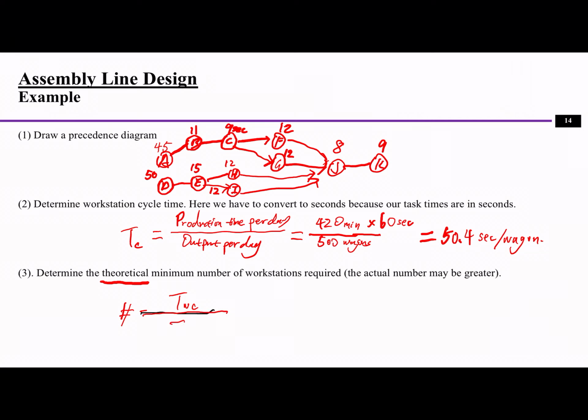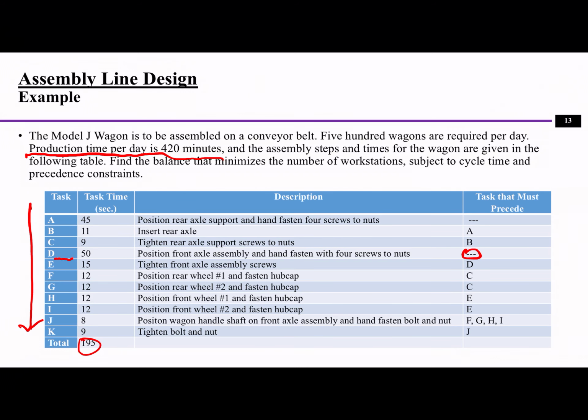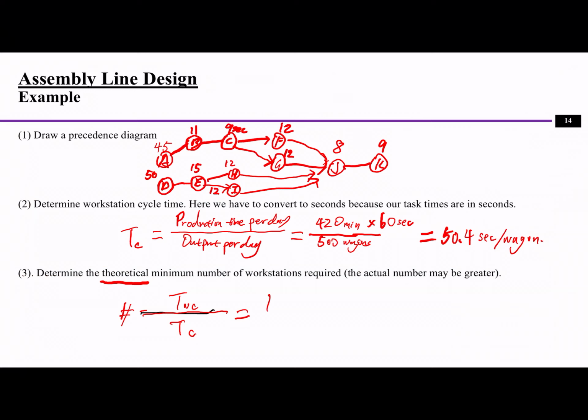We can actually use the cycle time to find out the theoretical minimum number of workstations. So total work counting time, you can find it from here. It's 195, the total task time. 195 divided by the cycle time, which is 50.4, equals 3.87, which is close to 4 if we round it up. Which means that we will need a minimum of 4 workstations in order to achieve this cycle time.